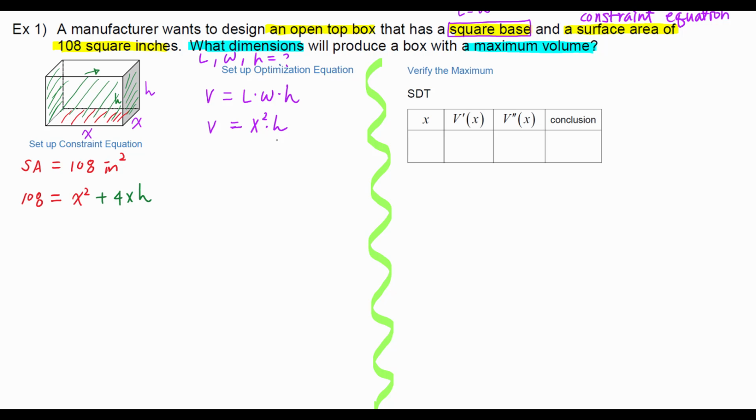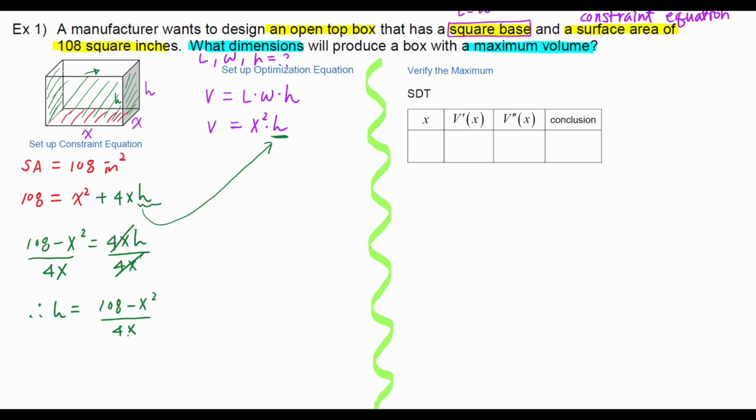So let's get rid of h here. To do that, you want to solve for h and substitute for h there, so my volume equation will have one variable only, namely x. So let's solve for h. I have 108 minus x squared equal to 4xh. Divide both sides by 4x. I found my h, and my h is (108 minus x squared) over 4x.